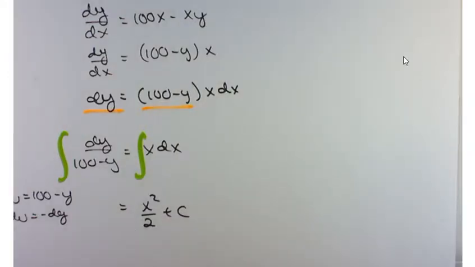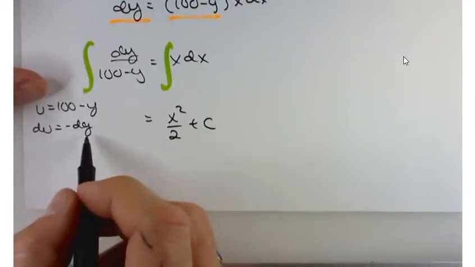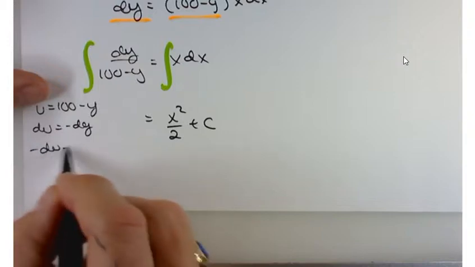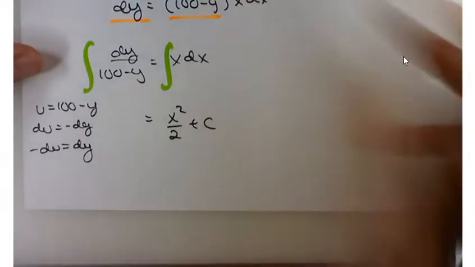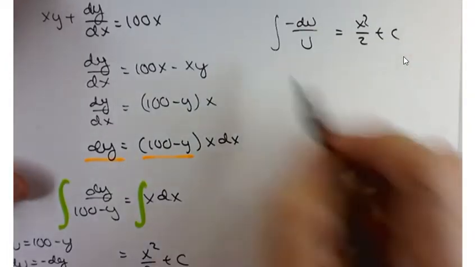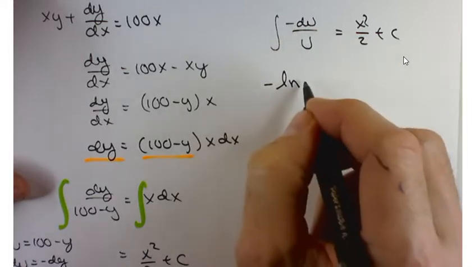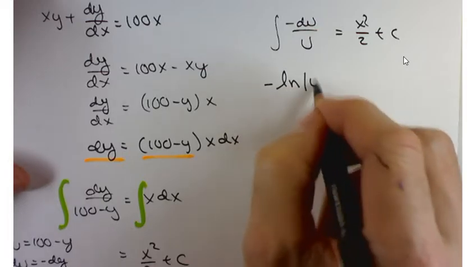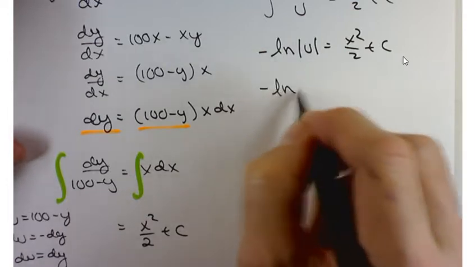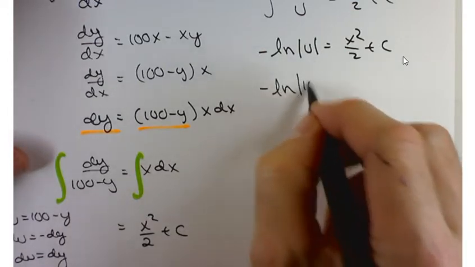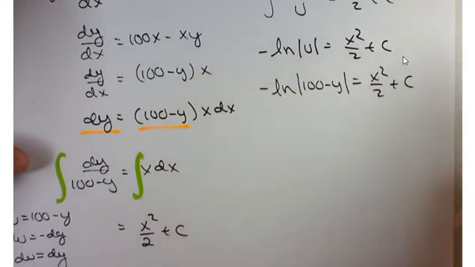Wakey, wakey. There you go. I guess I should have multiplied both sides by negative down here. Minus du equals dy. So that's where I got the negative as part of the du. What's the integral of this? Good. So yeah, that's minus ln of 100 minus y equals x squared over 2 plus c.